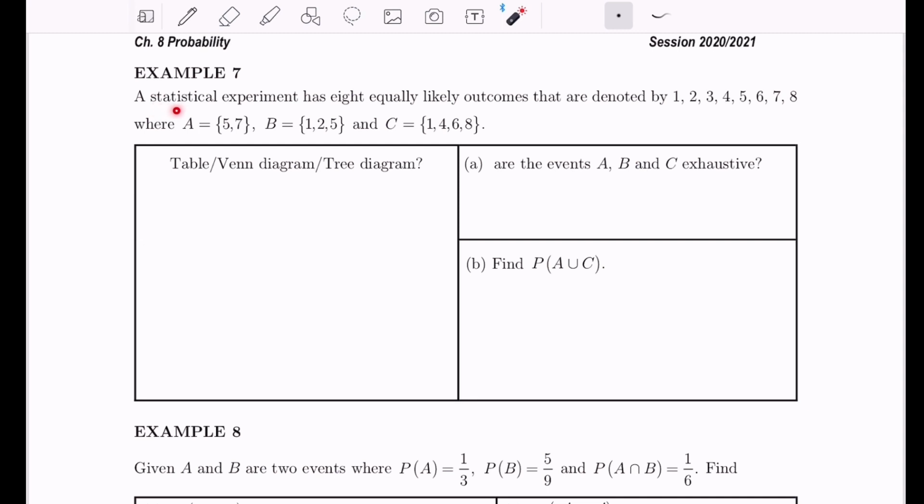Example 7. A statistical experiment has 8 equally likely outcomes denoted by 1, 2, 3, 4, 5, 6, 7, and 8, where A is 5, 7, B consists of 1, 2, and 5, and C consists of 1, 4, 6, and 8. We're going to use one of three methods to illustrate our events. We cannot use a table since we have 3 events. A table is restricted to 2 events or 2 actions at the same time. We can use a Venn diagram to illustrate these 3 events.